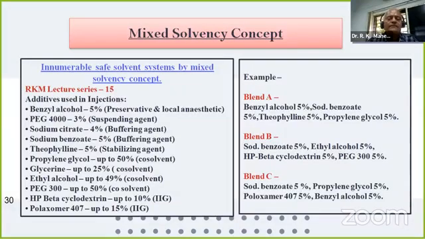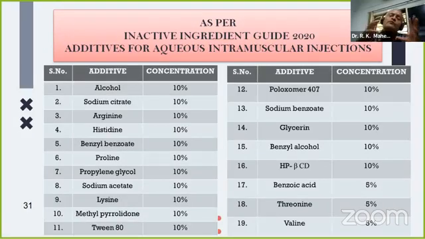Now, the mixed solvency concept can be used to make innumerable safe solvents. This is a very important thing. Pharmaceutical manufacturers have a very limited number of safe solvents: water, ethanol, propylene glycol, glycerin, PG400, etc. Very limited number of solvent systems. Sometimes they mix two, three of them. But when they are handicapped to increase the solubility of a drug, now they can have innumerable, I am using the word innumerable, safe solvent systems using the mixed solvency concept.